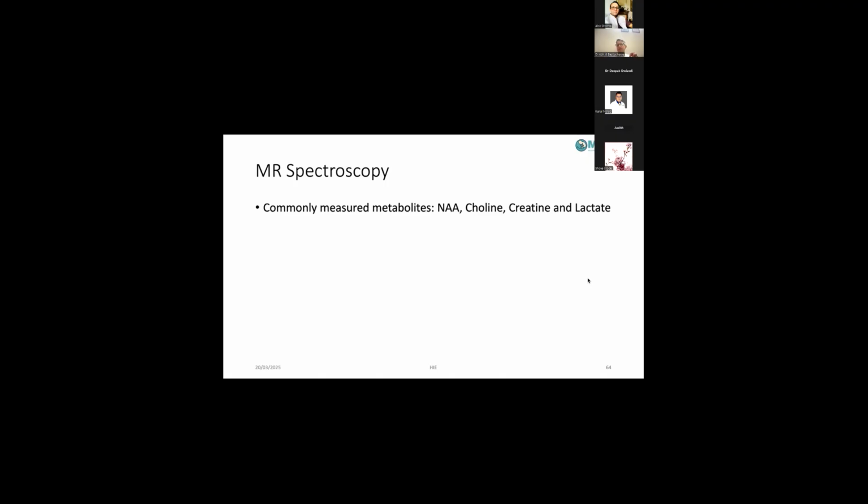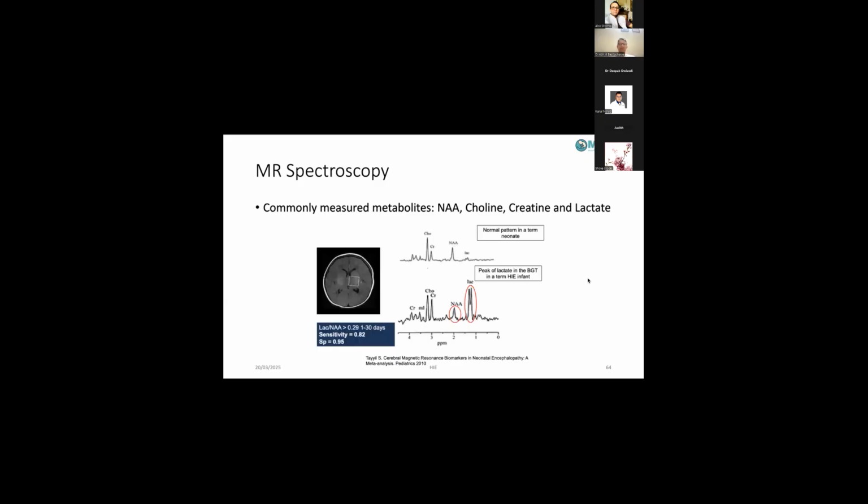We try to measure the metabolites: NAA, choline, creatine, and lactate. Very simple concept. If you have a rupture of the cell membrane because of ischemia, edema, you're not getting enough oxygen to run your aerobic metabolism. So what happens inside the cell? You're not getting enough oxygen, so anaerobic metabolism, and your lactate goes up. Normal pattern in term neonates, that's the lactate level.